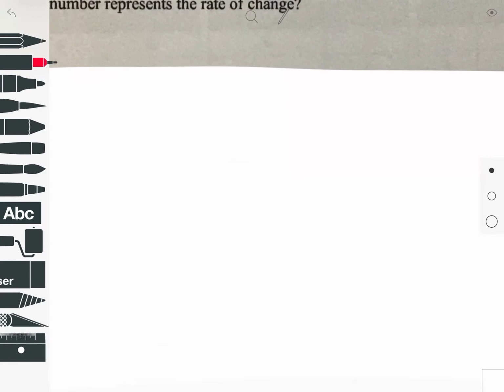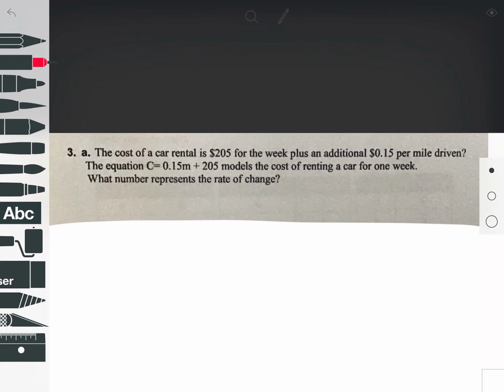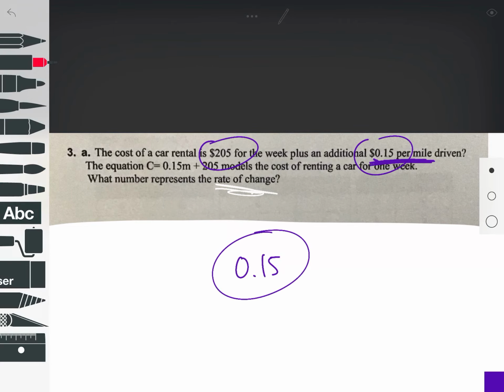What else we got here? Ooh, number three. Let's see. I just want to know the rate of change, or the unit rate. Writing in white again. The car rental is $205 for the week, plus 15 cents per mile, per 1 mile. So really, my rate of change is 15 cents per each mile. So that's the unit rate. Ding, ding, ding, ding, ding.